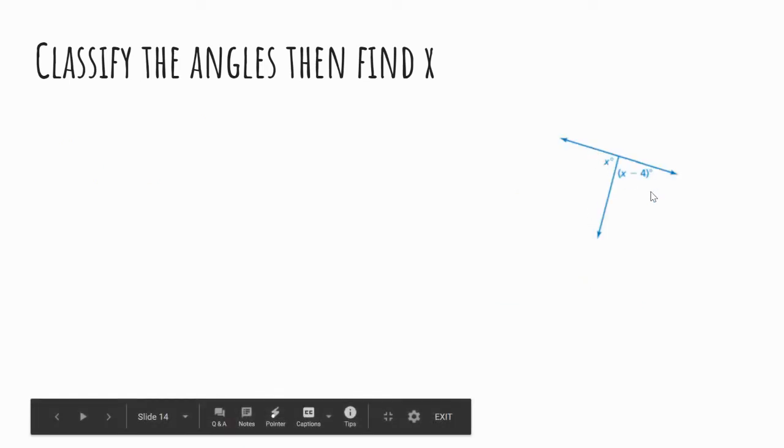Now we have this one. There are no numbers for a single angle measure, but we have x. This one is x minus 4. So again, since they're supplementary angles, we have x. We add that to x minus 4, and we know that the sum of these two is 180 degrees.